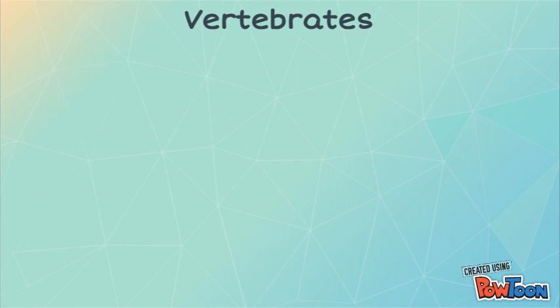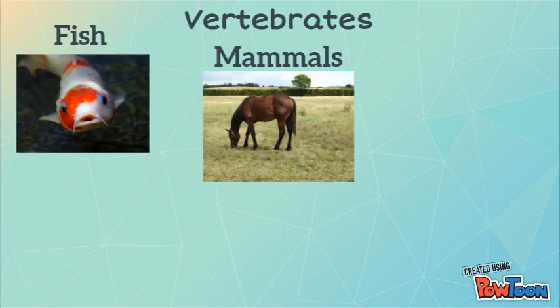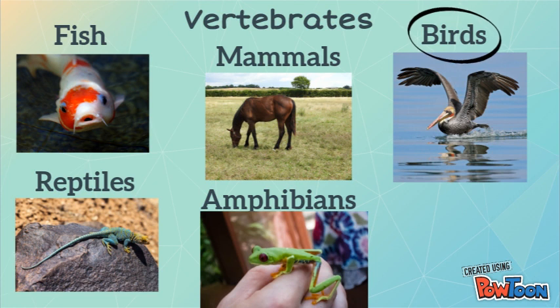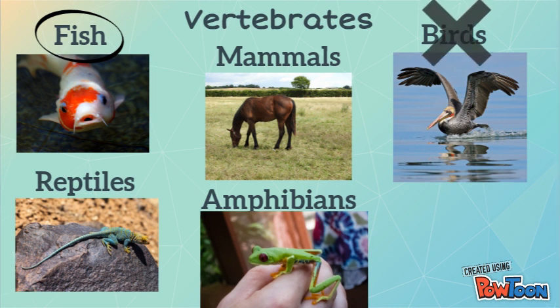Vertebrates are grouped into 5 different types: fish, mammals, birds, reptiles, and amphibians, each of which have their own specific characteristics that define them. An example would be that birds can fly whilst fish can't, but fish have scales covering their entire body, which is different from birds, but is the same with reptiles.